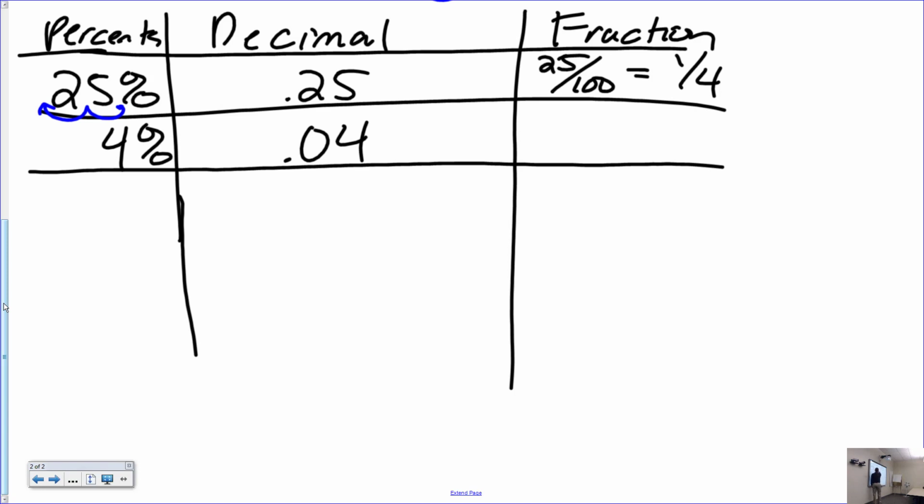Exactly, because technically what is this number read properly? Well, 4 hundredths. And how do you write 4 hundredths? Over 100. This is why I like to remind you guys how to read numbers, because when you read them, you actually get the fraction, right?